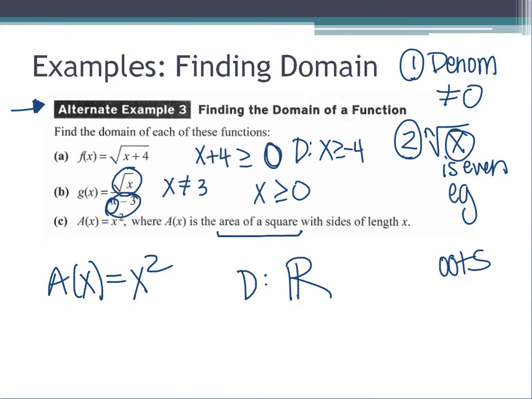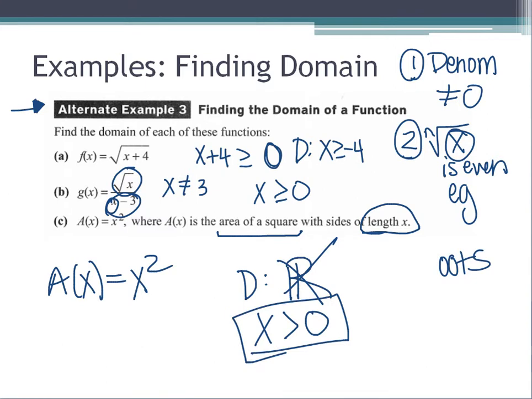But because of this modeling, we have to limit it. If x is the length of a side, then it must be greater than 0. It can't be negative, it can't be 0. So then x greater than 0 would be our domain, a relative domain. This is a relative one. It's relative to the situation.